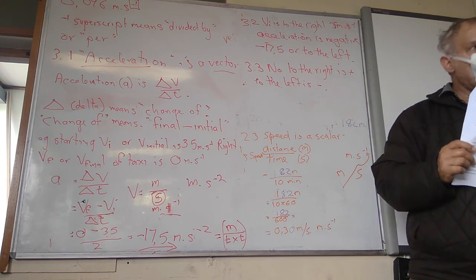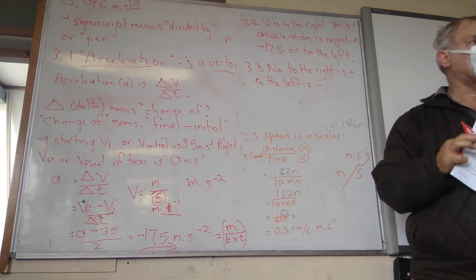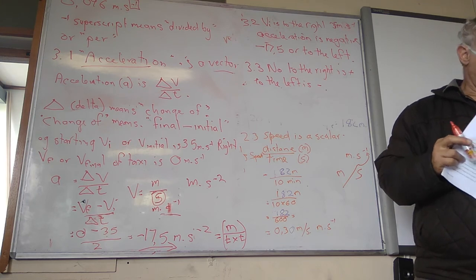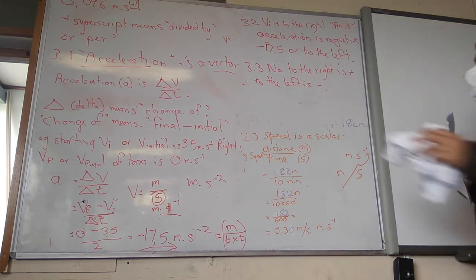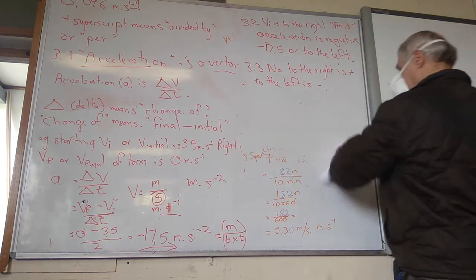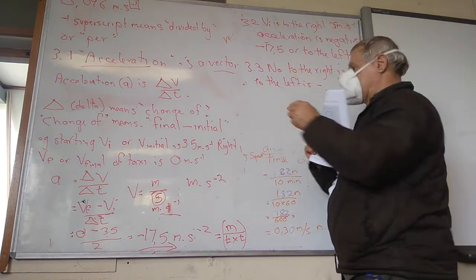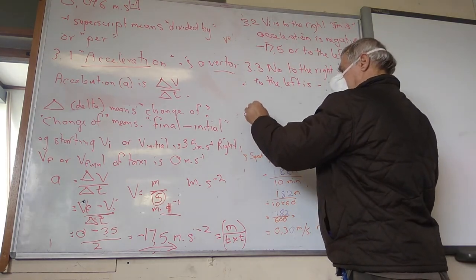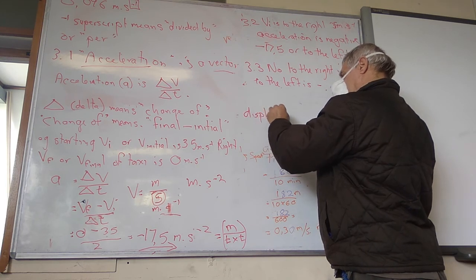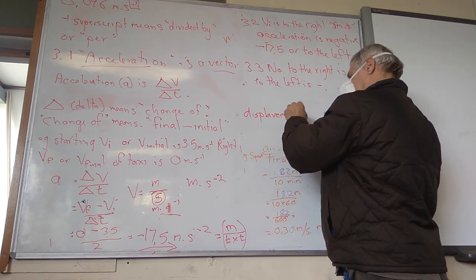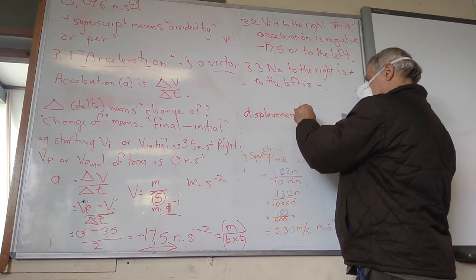So here is the formula you've got to use. We're going to use this formula. Let me give it to you. Now you've always got it. Velocity times time equals displacement.